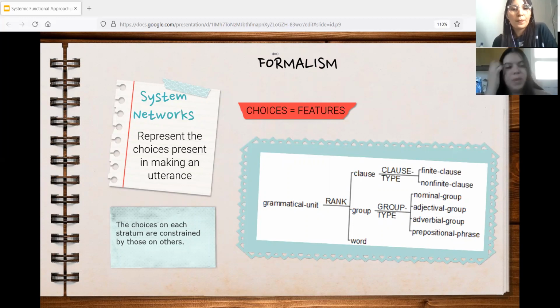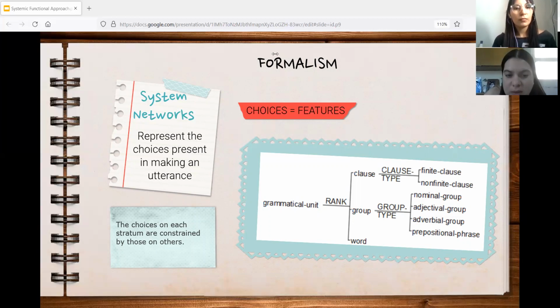Okay, formalism. One of the main characteristics of systemic functional linguistics is formalism, which is the use of systemic networks, an inheritance network used to represent the choices present in making an utterance. The choices in this network are called features. For example, a simplified lexicogrammatical network.